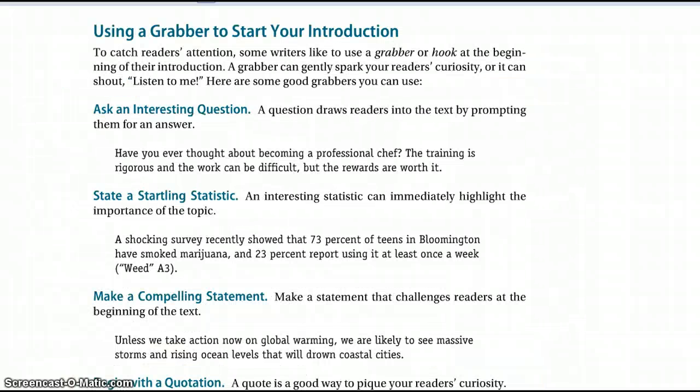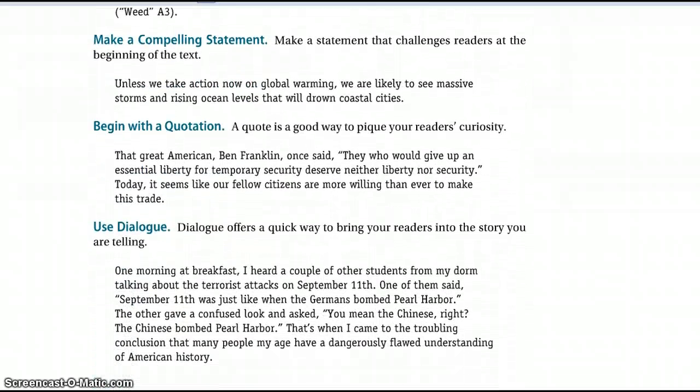I'm on page 408. I hope you're following along in your book. If your book is in e-text, I hope you're making notes. This is a reminder. You probably know about these. The introductory grabs, the way to grab your audience: interesting questions, startling statistic, compelling statement, quotation, dialogue. Love dialogue. It gets you right into the moment, especially with the profile. You need dialogue. We need to hear your person, or we need to hear wherever you are.